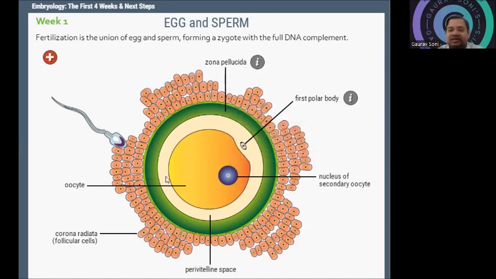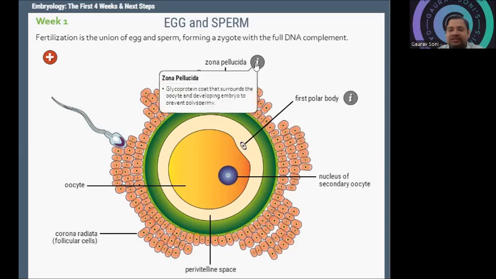Then you can see it is covered with a covering known as zona pellucida, which is of very much importance. It is a glycoprotein coat that surrounds the oocyte and the developing embryo, so that it prevents polyspermy, meaning it allows one of the sperm to enter, then after that it will not allow anyone to enter; it will be closed. That will be called the zona reaction. We'll talk about it later on.